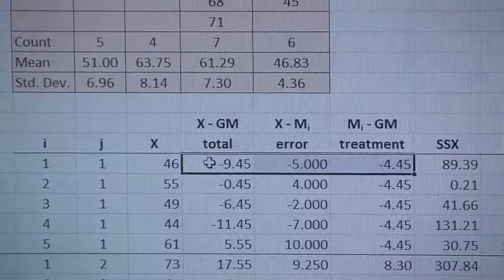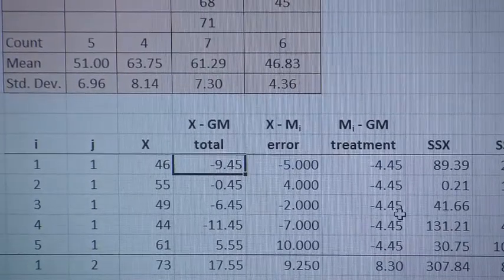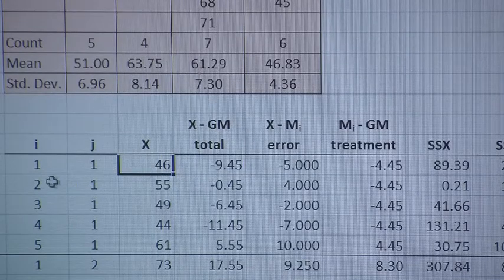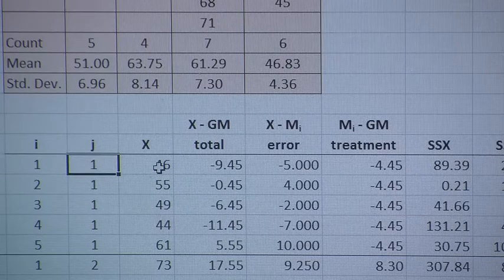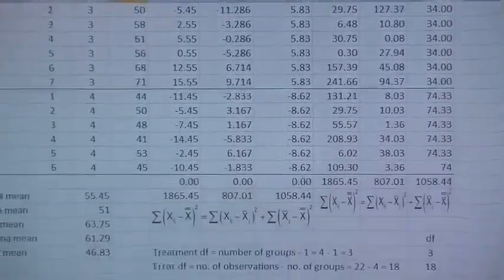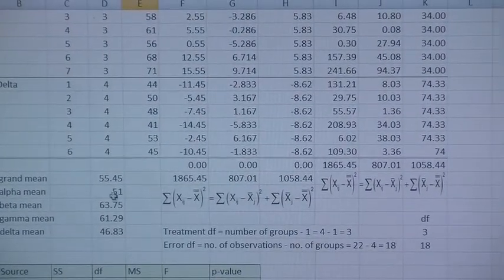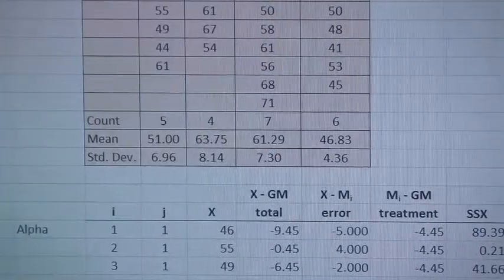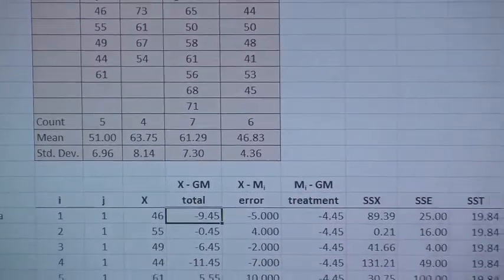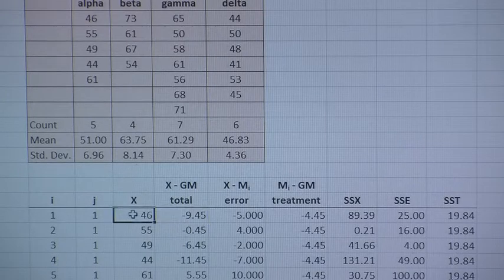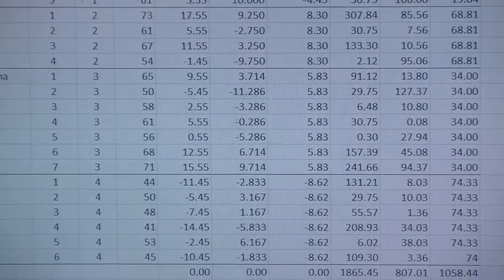Okay, so this minus 9.45 value is simply the observation for vehicle number 1 and group number 1. It's just 46 minus the grand mean, and you see down here that the grand mean is 55.45. So the total variance to be accounted for here is 9.45. That's the difference between the observation 46 and the grand mean, which is 55.45.